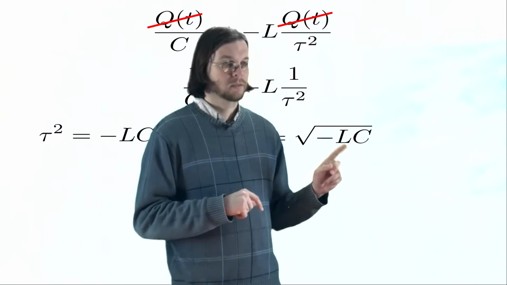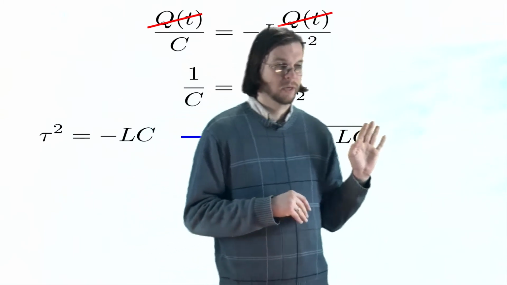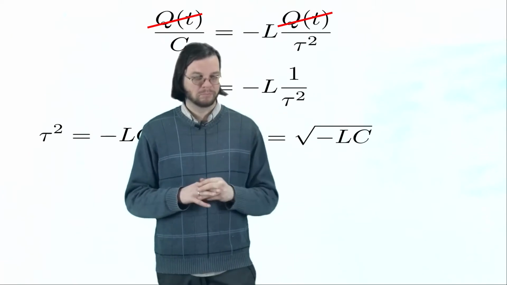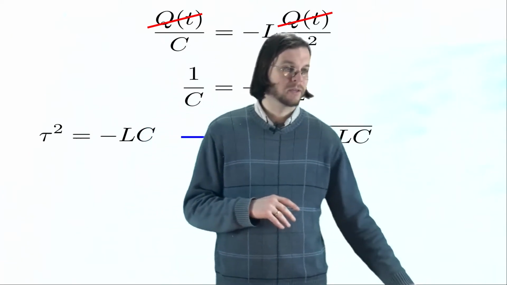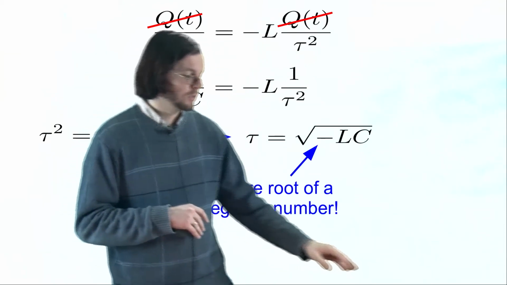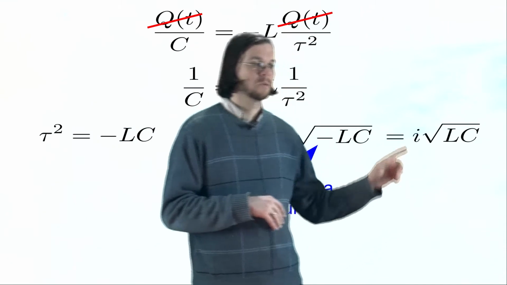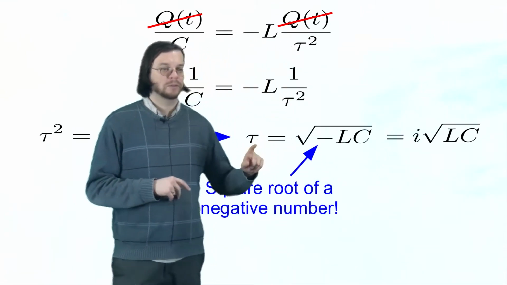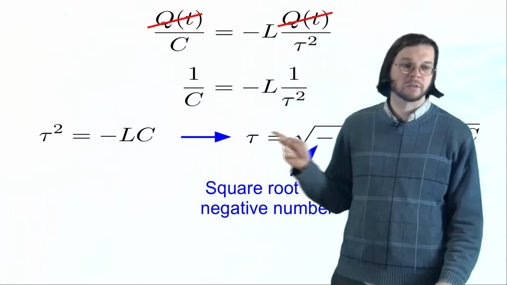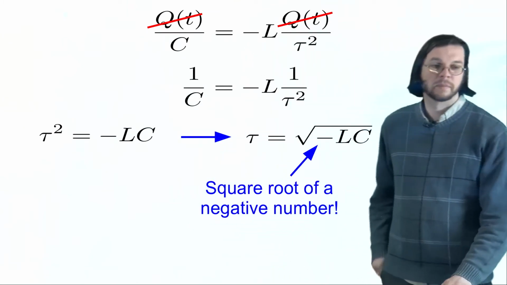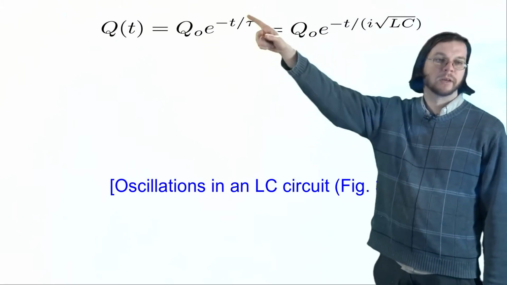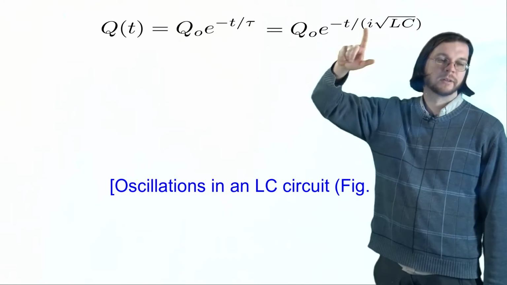Well, let's just run with it. Let's just leave caution to the wind and see what happens. Okay, so this would be imaginary. So tau would be some imaginary thing times the square root of LC. Let's just see what this does when you stick this into the exponential, which we can do. So I stick this into the exponential. It would look like this, right? Tau is equal to the imaginary times the square root of LC.